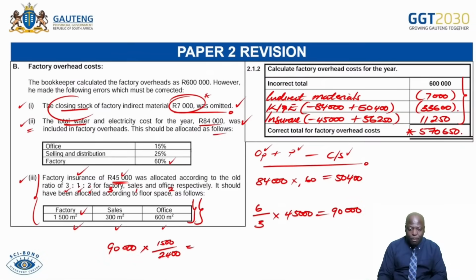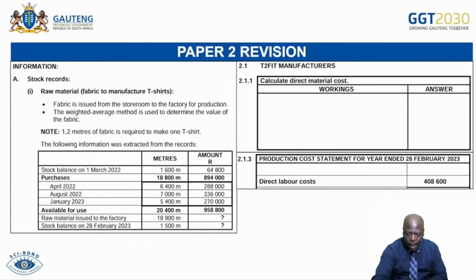Welcome back. So before the break, we did correction to the incorrect total that was given for the factory overhead cost. And then I'm going to calculate some direct material cost, and then we're going to see where we're going to take it now to the production cost statement. Okay. So here we're told raw materials, that is the fabric to manufacture t-shirts. Fabric is issued from the storeroom to the factory for production. The weighted average method is used to determine the value of the fabric.